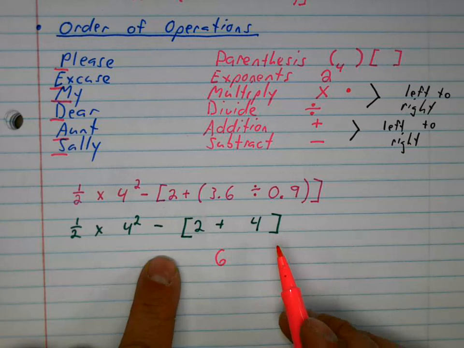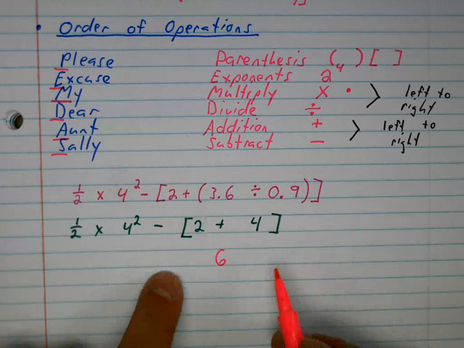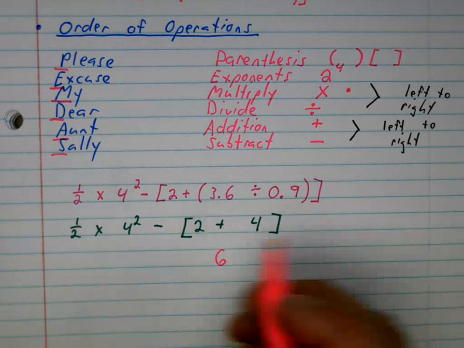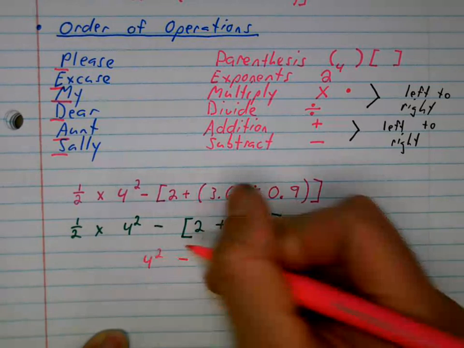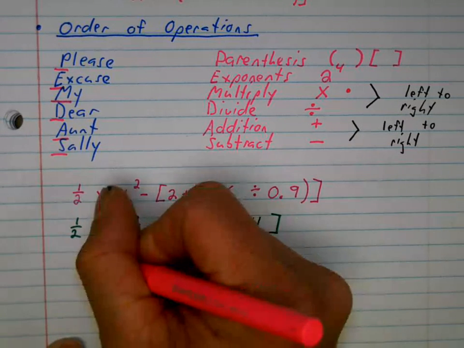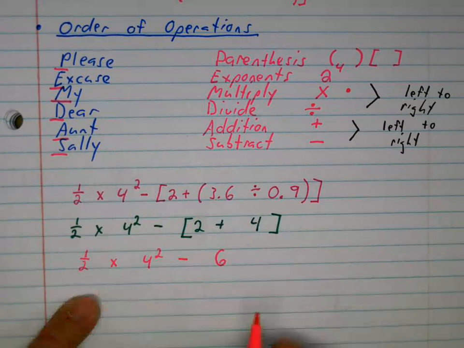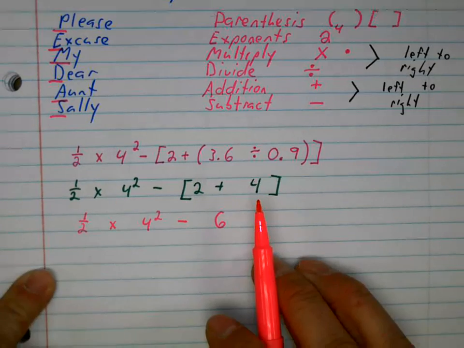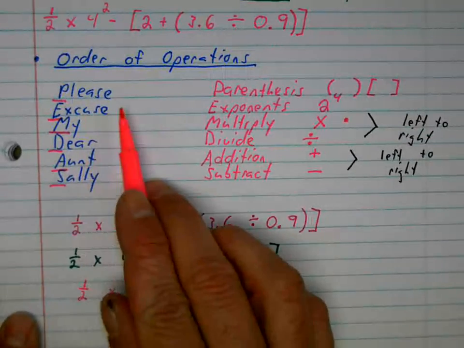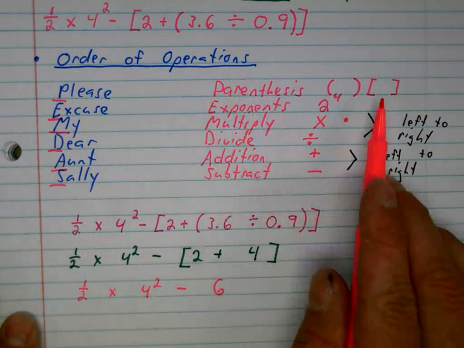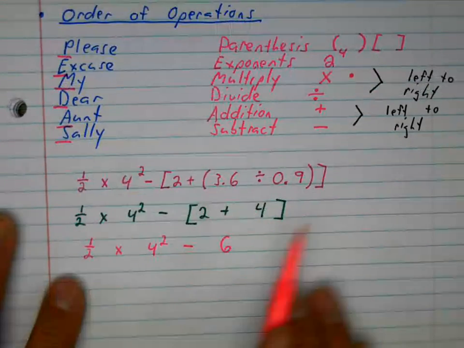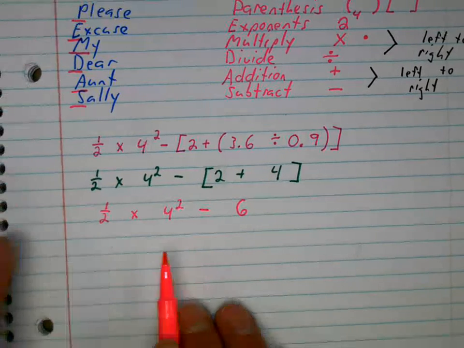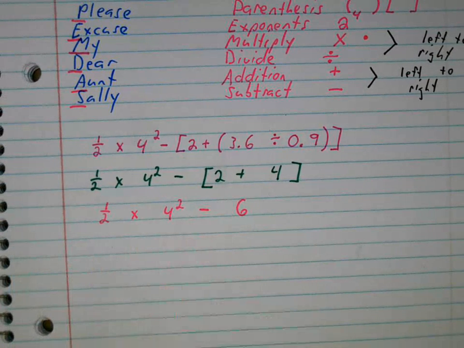If I choose to leave them, that's fine. But again, it's just more stuff that kind of gets in the way. So I'll rewrite the rest of this. Minus 4 to the second times 1/2. All right, so let's look back up here. I did all my parentheses and brackets. So now the next step is exponents. Do I have any numbers here with exponents? Yes, I do. 4 to the second.